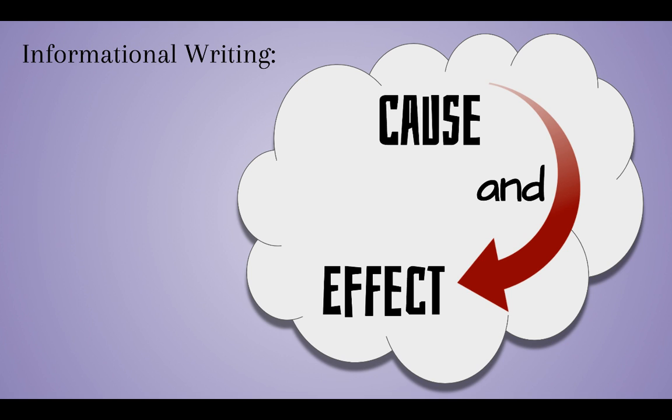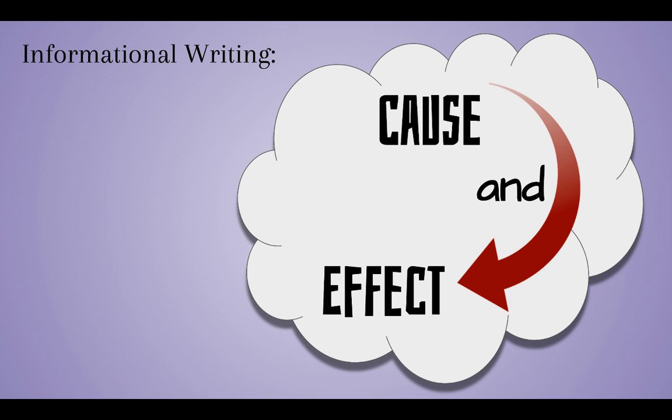Today we're going to talk about a very specific type of informational writing called cause and effect writing. You may know that causes explain why something happened, and an effect is something that happens as a result of your cause. This is a type of informational writing where we really dive into the connections between causes and effects. So I'm going to show you how to do that today.